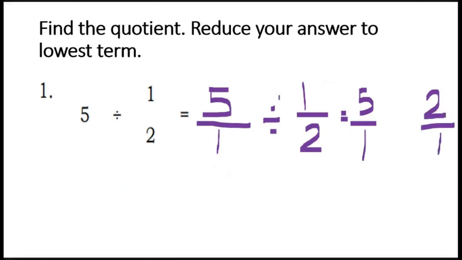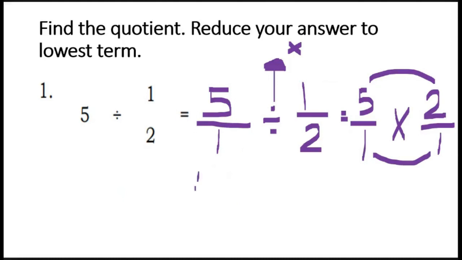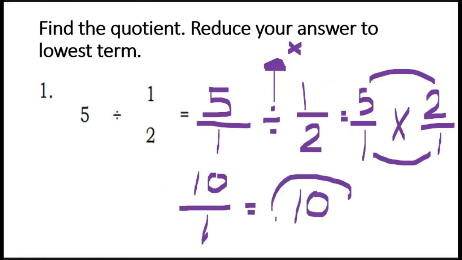And then, you need to change this one, your division, or your symbol of division, to multiplication. Yan. So, multiply mo na to, tsaka ito. 5 times 2, that is 10. And then 1 times 1 is 1. And then simplify your answer. Your answer is simply 10.